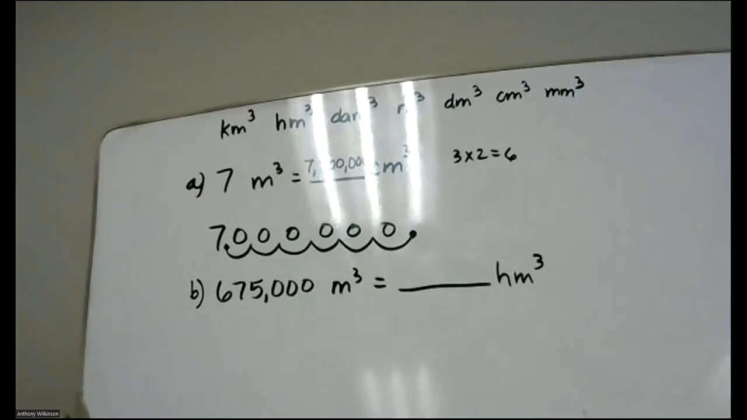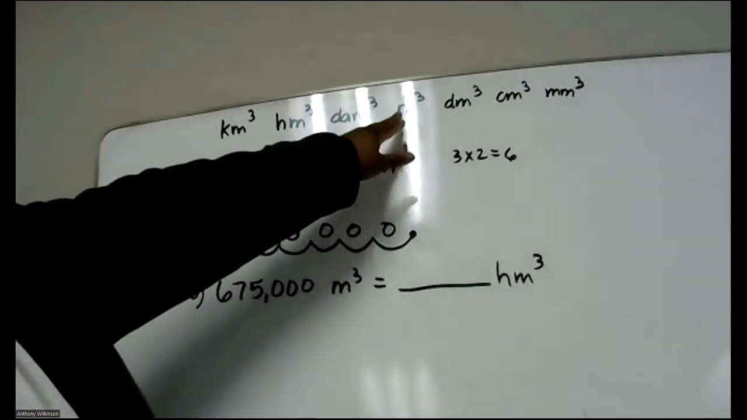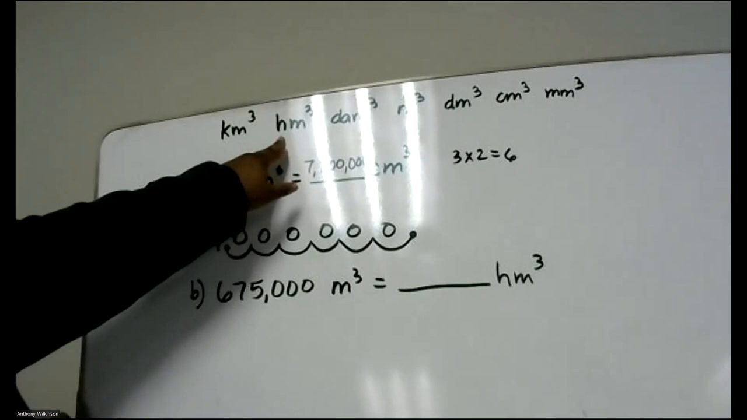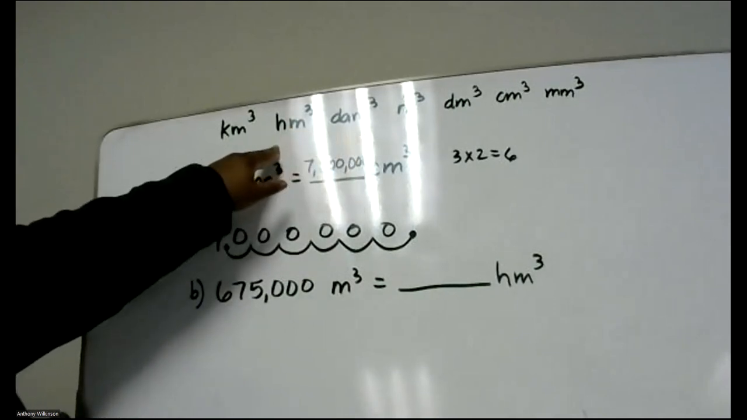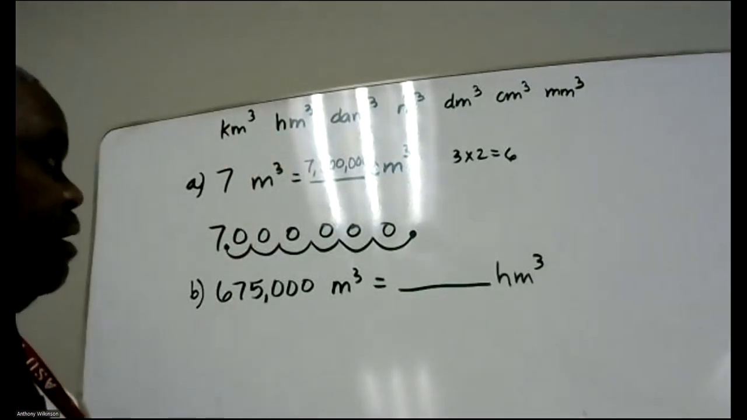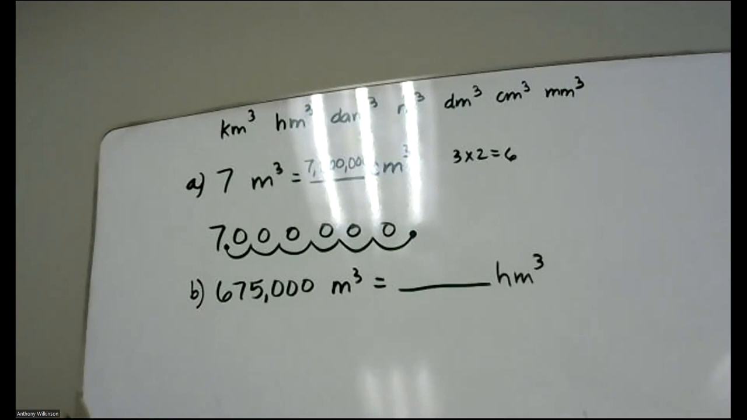We want to know how many cubic hectometers this would be. So we're going from cubic meters to hectometers. That would normally be two places to the left. But since it's cubic, we have to do three times that. So again, three times two, that would be six.